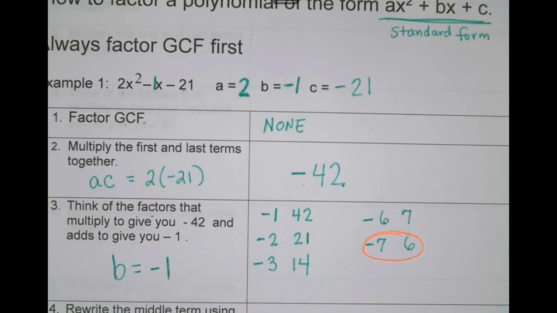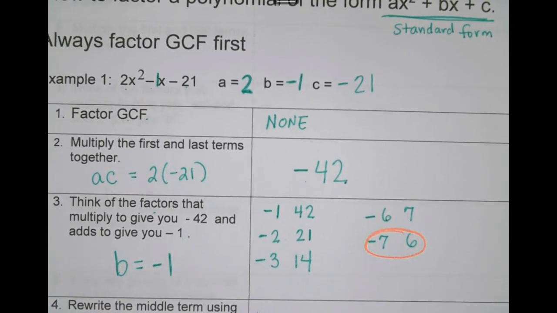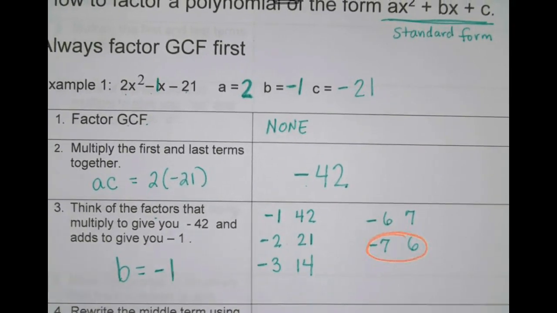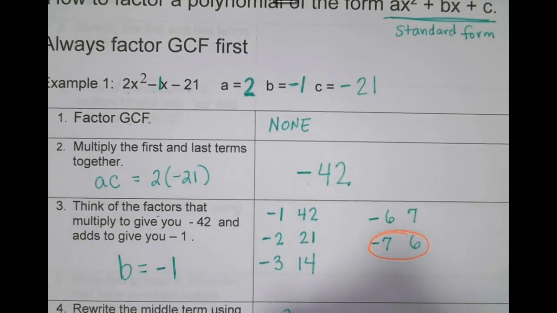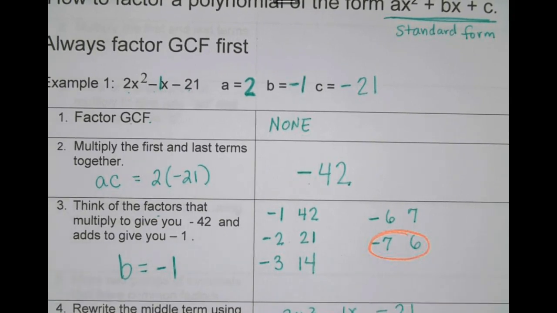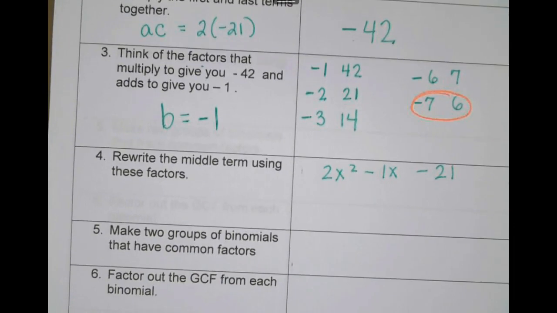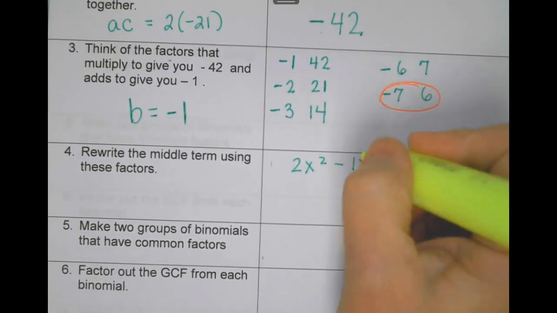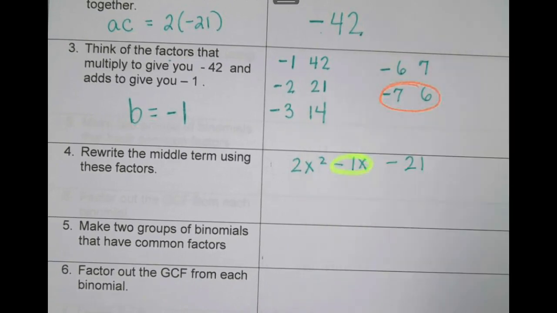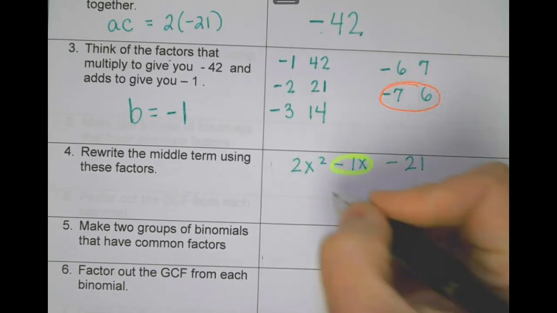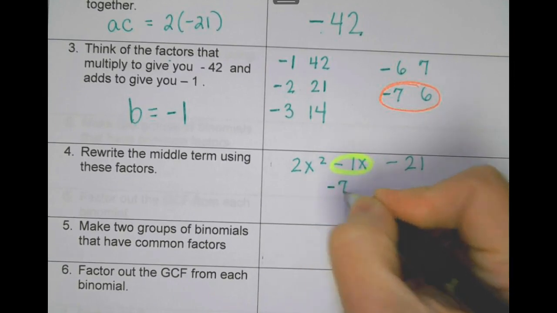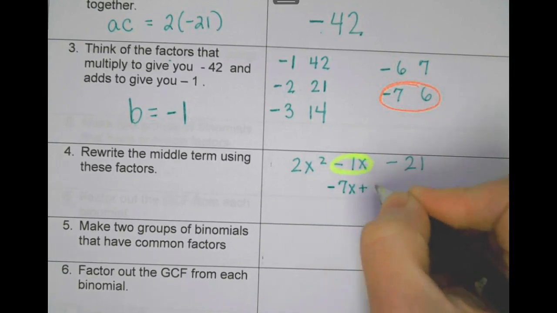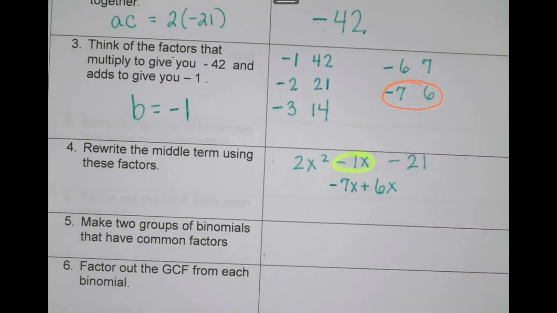Those factors add together to equal negative 1. So I am going to write down my original equation. This is my original equation that I started with at the top of the page. In place of this negative 1, I am going to write negative 7x plus 6x.